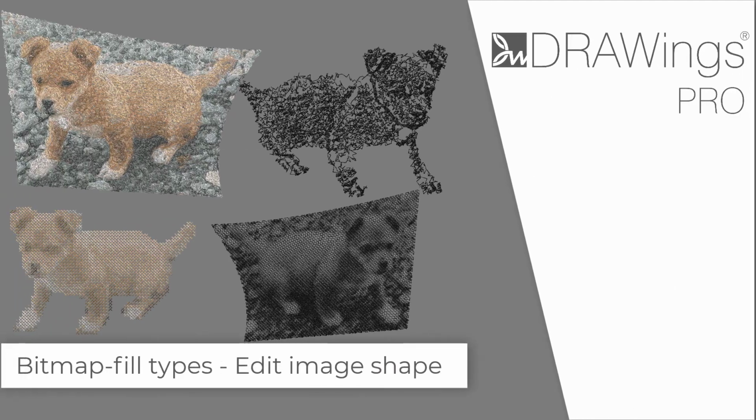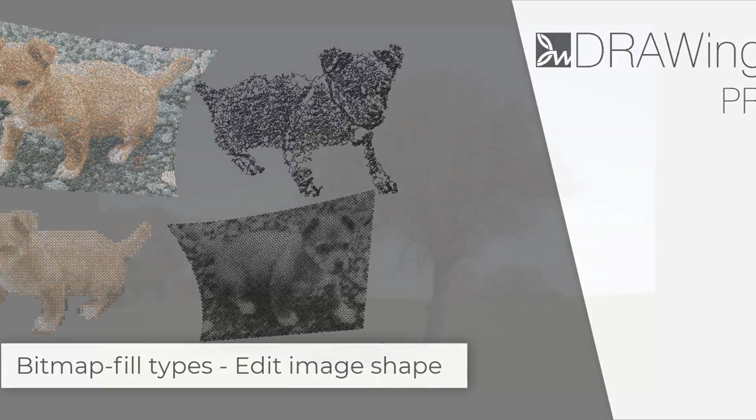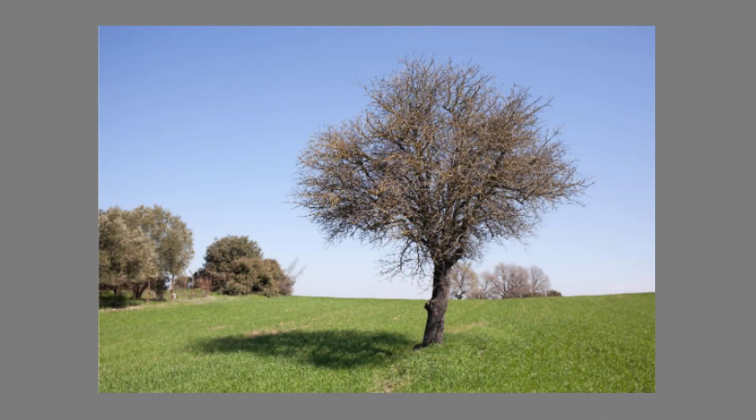In this video, we will show you how to edit the shape of any image with any bitmap fill type, whether it's cross-stitch, PhotoStitch, PaintStitch, or the newest addition, Sketch. Whenever an image is imported and converted into any bitmap fill type, by default it is automatically framed into a rectangular area.